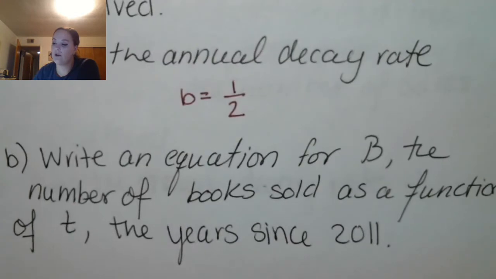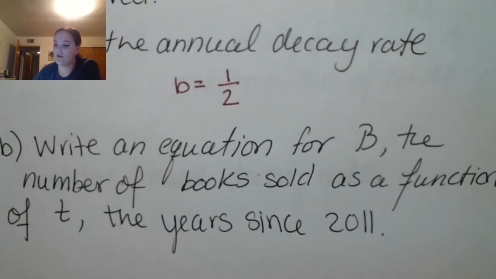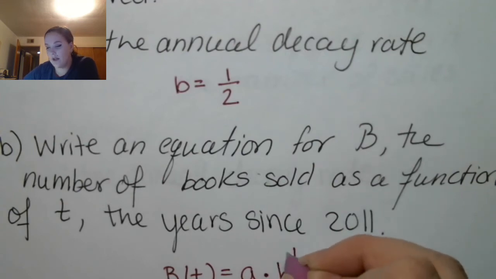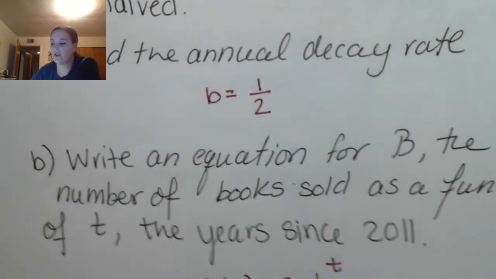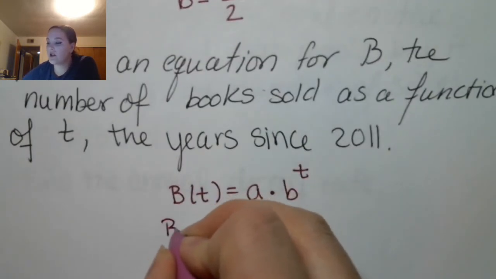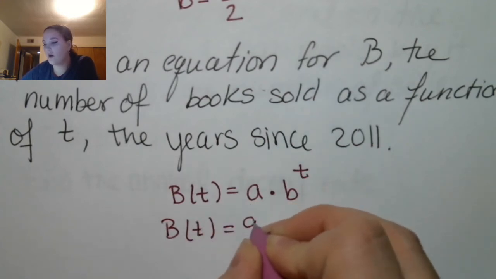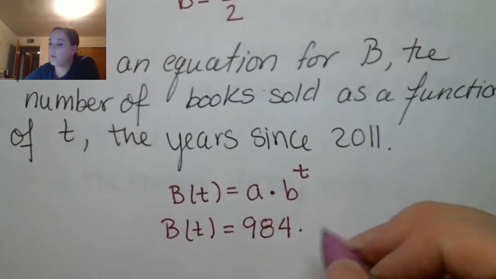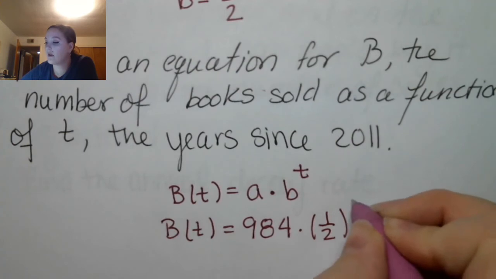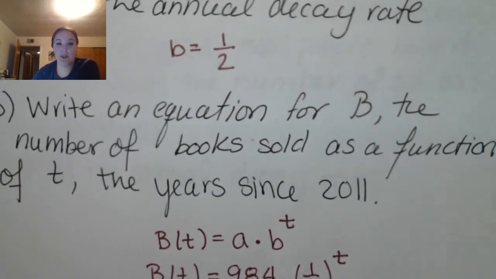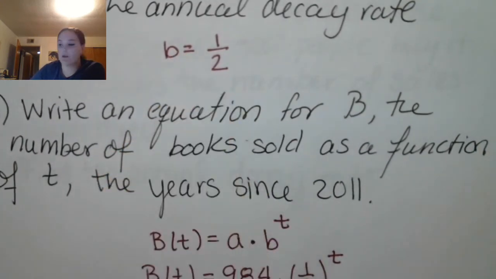Then it says, write an equation for B, the number of books sold, as a function of T, the year since 2011. Okay, so we'll have our function. We know that it has the general outline A times B to the T, like all exponential functions. We're going to fill in our initial amount, which the question said was 984. And then we'll fill in our value for B from part A, which was 1/2. Again, you can see that when you have exponential decay, B really is less than 1.